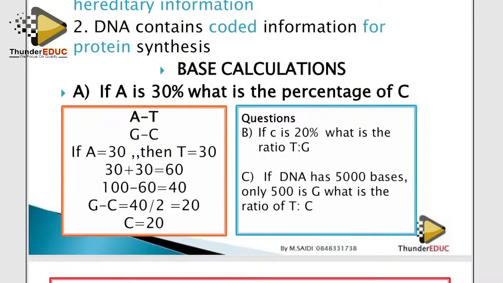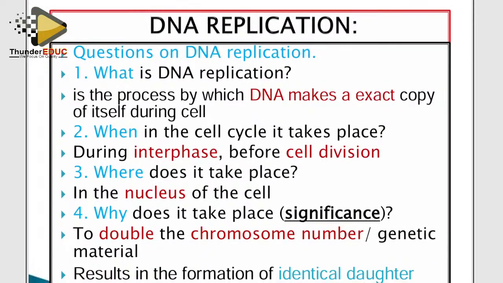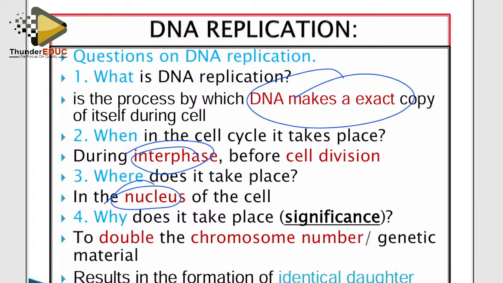All right, we go to the next question. When it comes to DNA replication, please don't go without knowing these questions. What is DNA replication? A process where DNA makes an exact copy of itself. When does it occur? It occurs during interphase or before the cell divides. Where does it occur? It occurs in the nucleus. Why does it occur? Why is it happening?